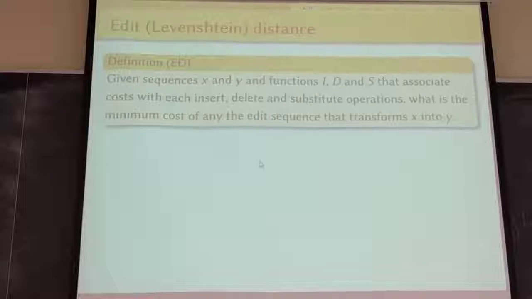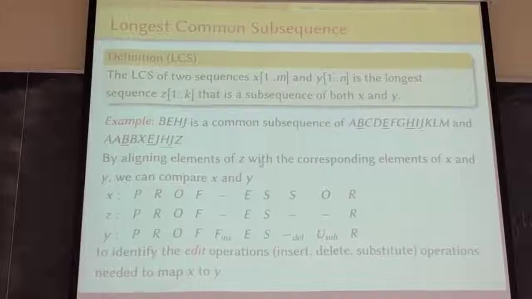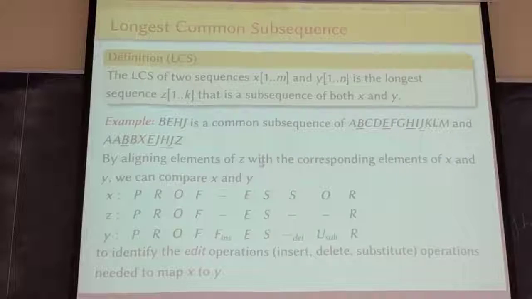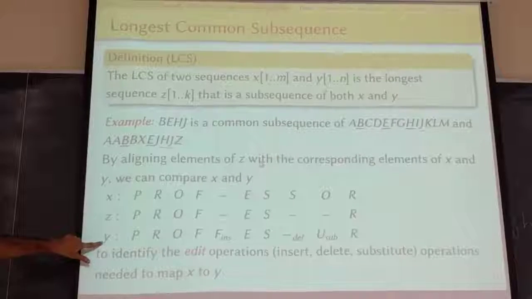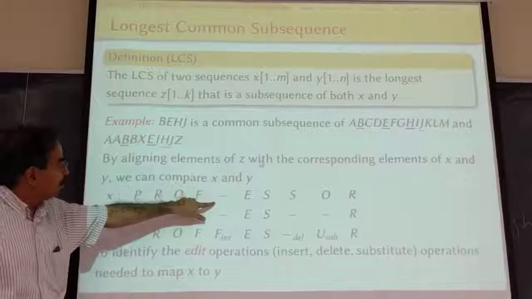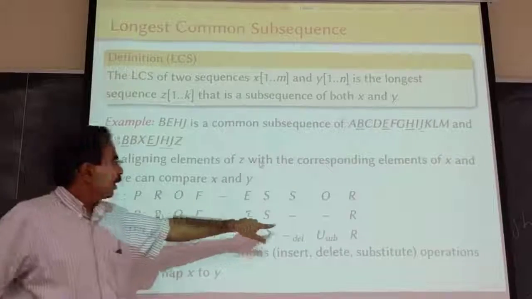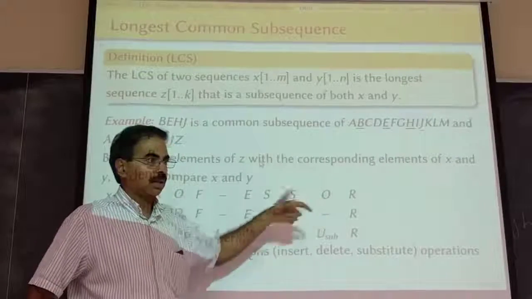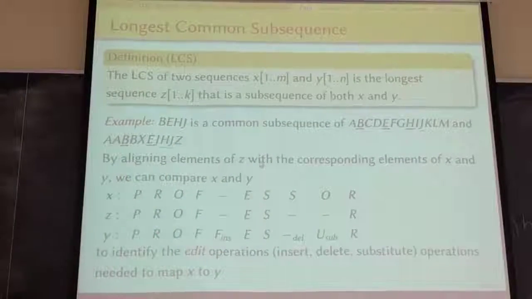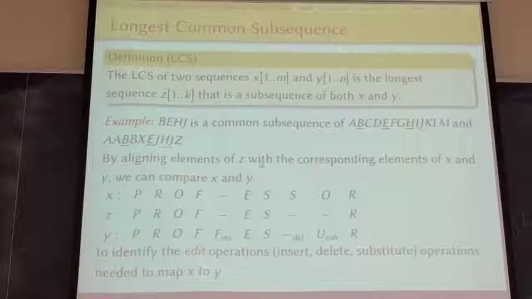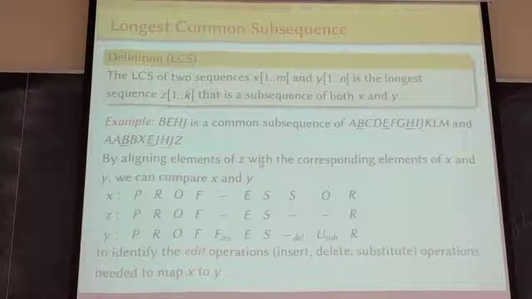What that means is that when we talk about edit distance, we talk about a sequence of edits that you perform on X in order to get Y. So you have to do an insertion here, a deletion here, and a substitution here. You apply those three edit operations, then you get the string Y from string X.